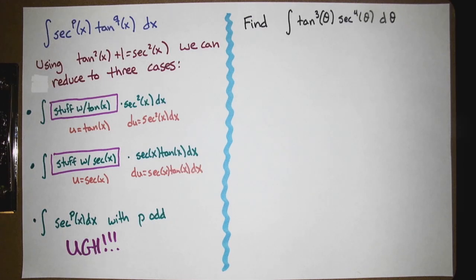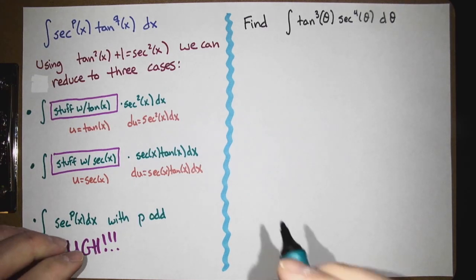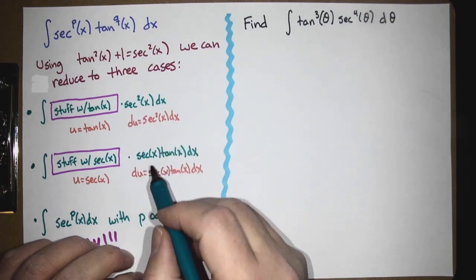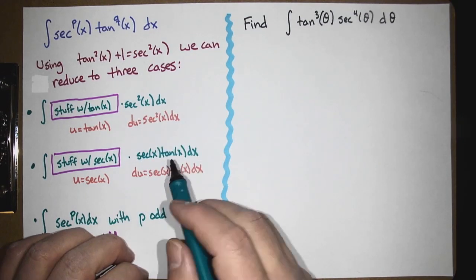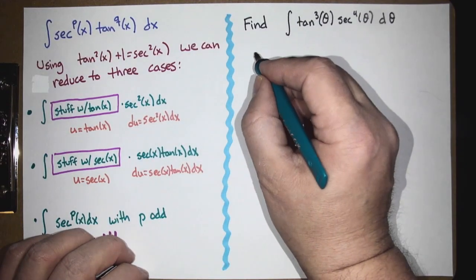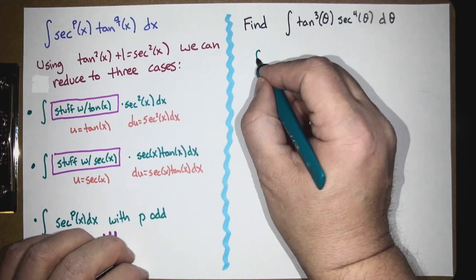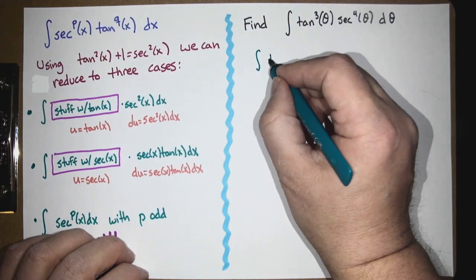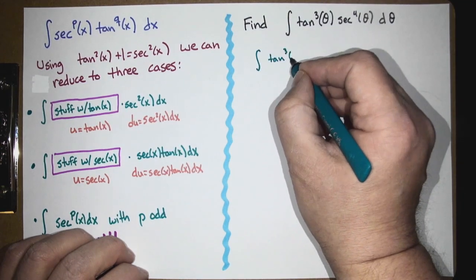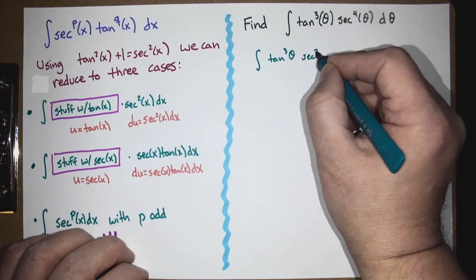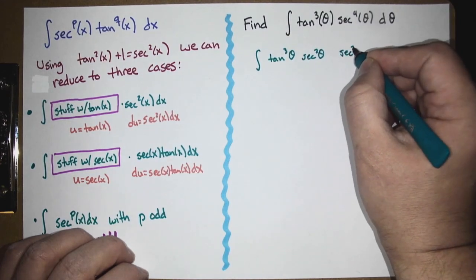Find the integral of tangent cubed secant to the 4th theta d theta. Now, when you see a problem that involves tangents and secants, there's a mental computation that goes on in your head. You say, let me pull off a secant squared, and let me pull off a secant tangent. So let's do both. If I pull off a secant squared, I have tangent cubed theta, secant squared theta, secant squared theta d theta.